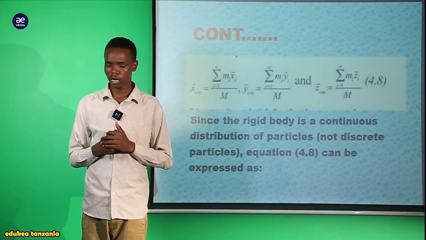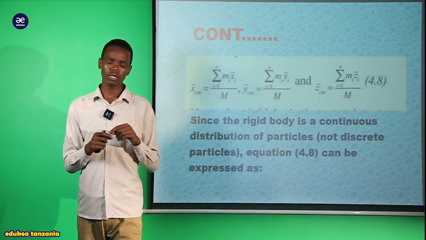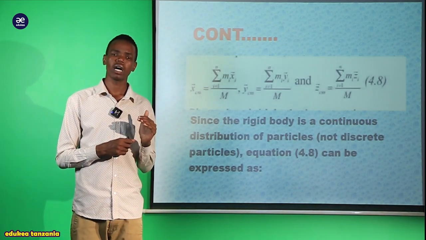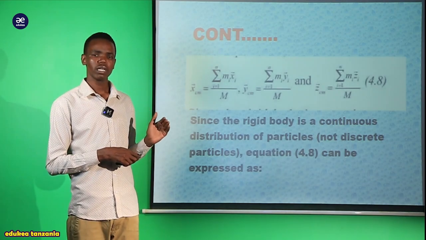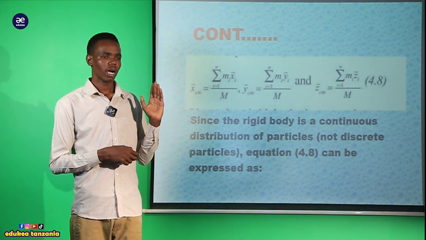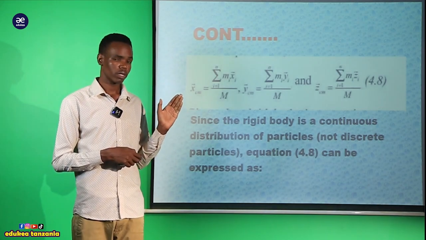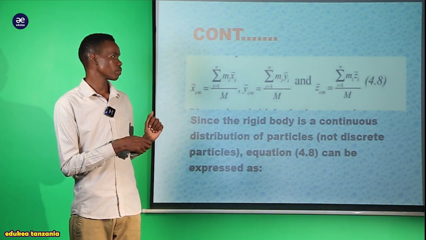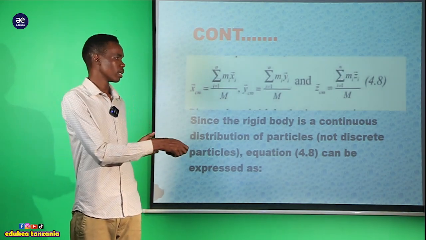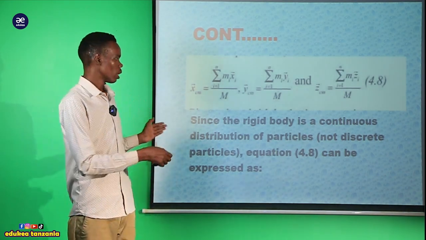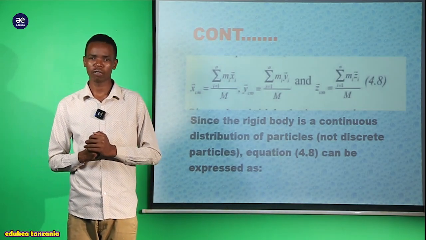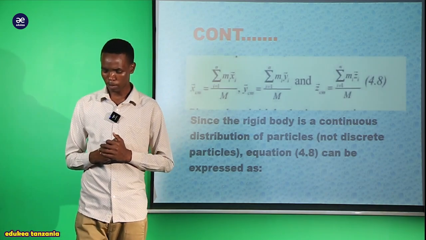Along the z coordinate, it is the same: the center of mass along the z coordinate must equal the summation of m_i times z_i, with i starting from 1 up to n, divided by the total mass. So this represents equation number 8 in our topic number 4.